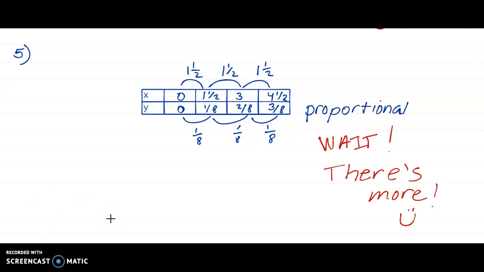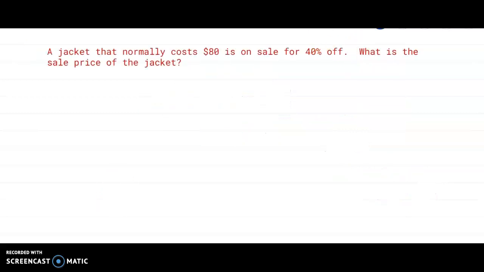Okay, we're going to do the problem on the back of the page, problem 6. A jacket that normally costs $80 is on sale for 40% off. What is the sale price of the jacket? This is problem number 6 from the back. So we're talking about percents, so we're going to set up a proportion, part over whole.